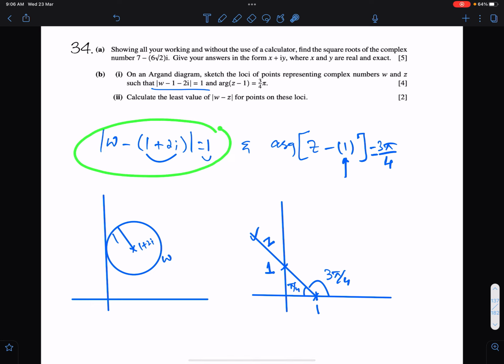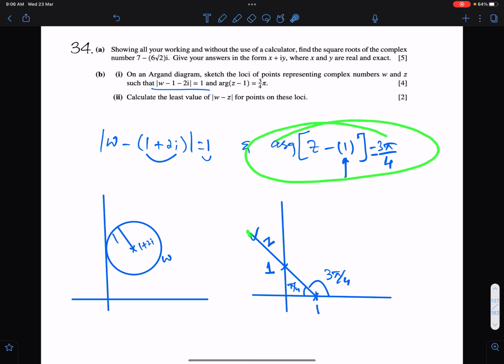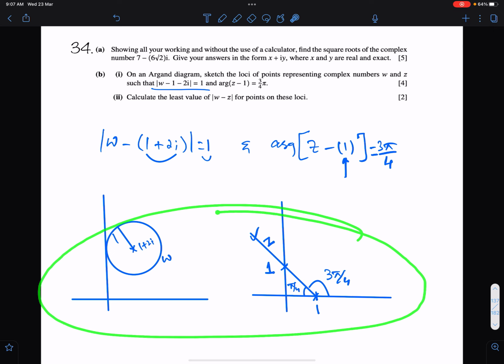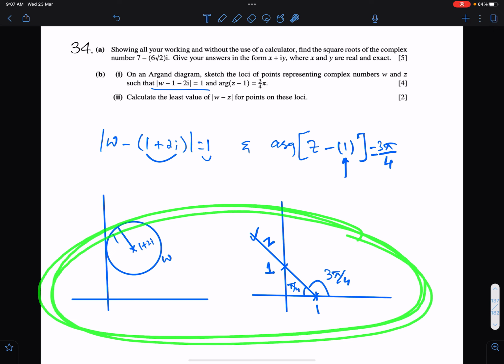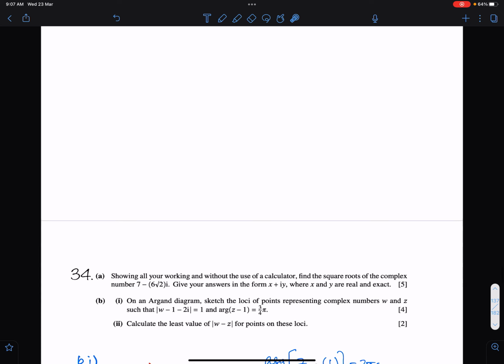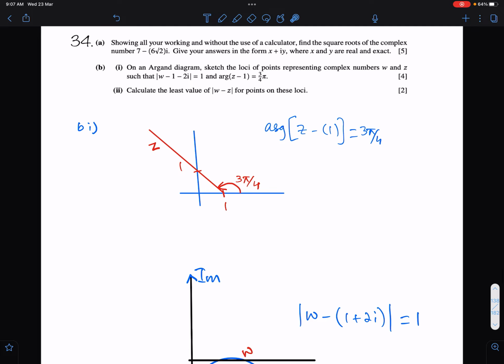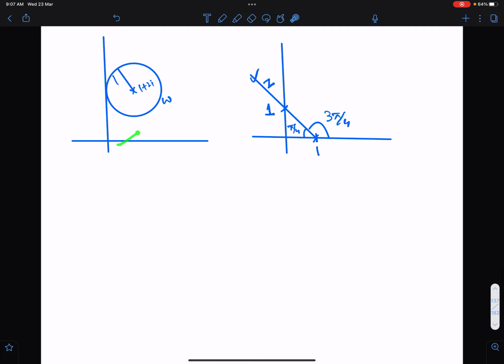So this means circle of radius 1 and center at 1 plus 2i, and this means straight line from 1 on real axis of angle 3 pi by 4. But we have to sketch both of these loci on a single Argand diagram. First, check the fair solution of this part.